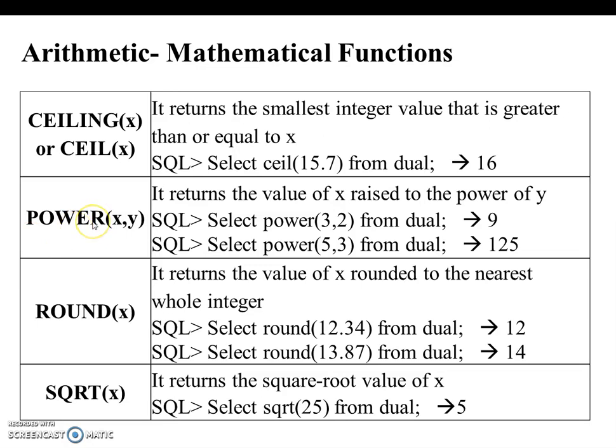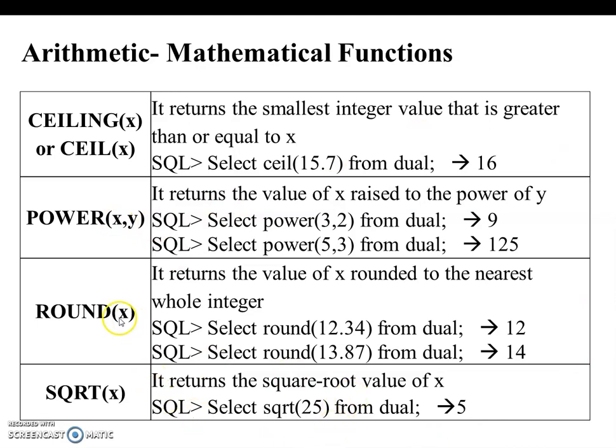The next one is the power function. It is used to return the value of x raised to the value of y, that means x to the power y. For this case the input is 3, 2. That means power 3, 2 will give you the output 9, 3 raised to 2 is 9. Similarly 5, 3 will give you 5 raised to 3, that is 125. So the power function returns the raised value of the given input.